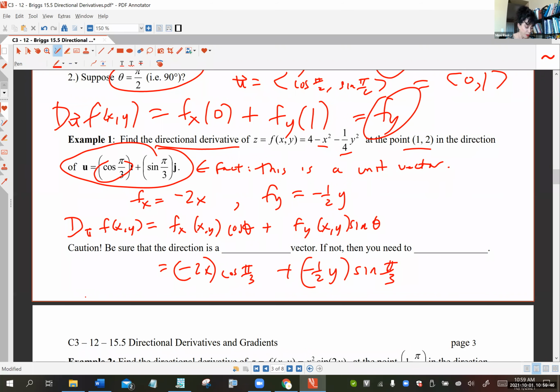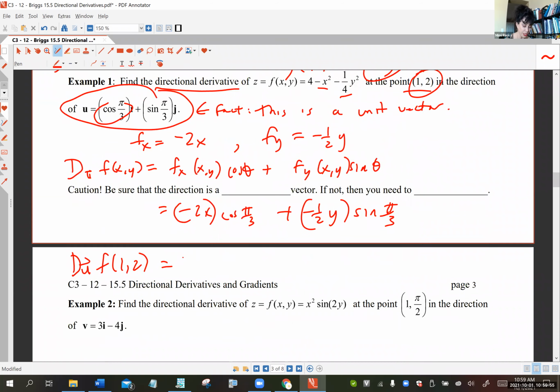And now at the point when x is 1 and y is 2, I'm just going to do some substitution. Negative 2, x is 1. Cos of pi thirds, what is that? Isn't that a half? Plus, and then here I have negative a half times y, but they're giving me a y coordinate of 2. Sine of pi thirds, I think, is square root of 3 halves. And then clean this mess up.